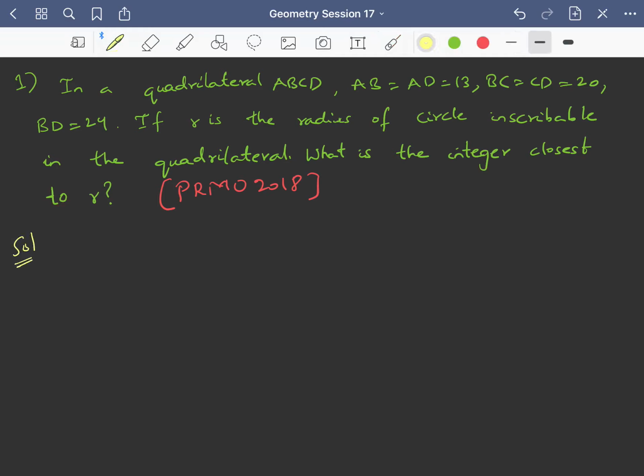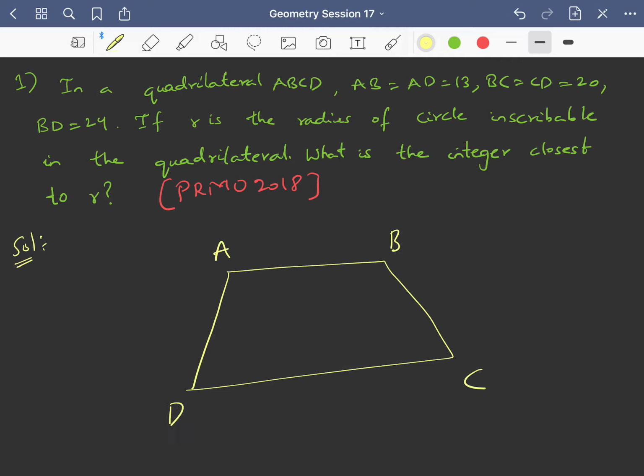Fine, so let us discuss how to solve this problem. I hope that you have already tried this problem sufficiently. So there is a quadrilateral ABCD given. Let us say this is a quadrilateral ABCD. AB is equal to AD is equal to 13 and BC is equal to CD is equal to 20. And there is a circle which is inscribable in the quadrilateral.